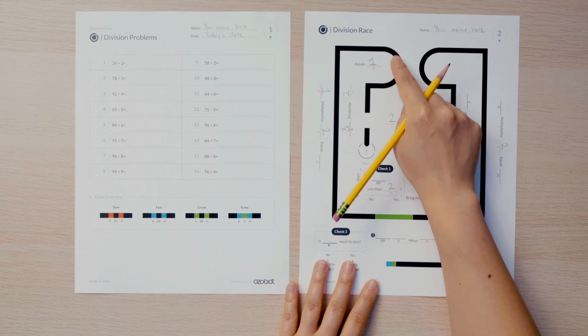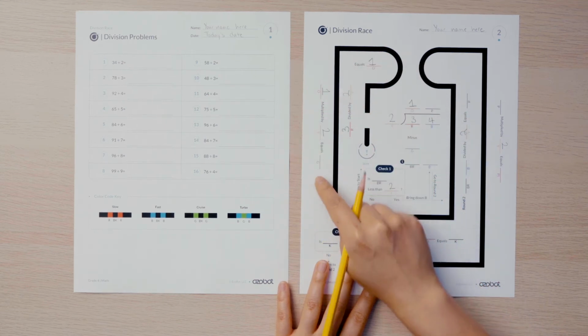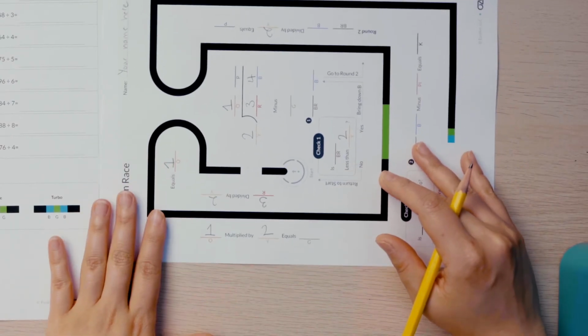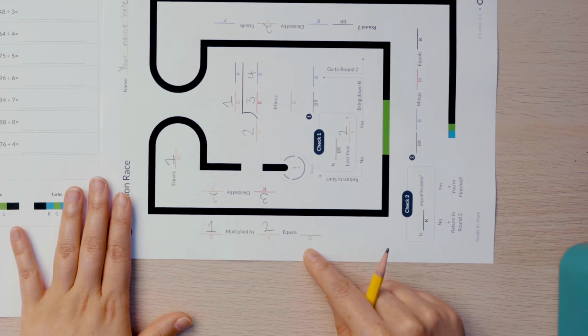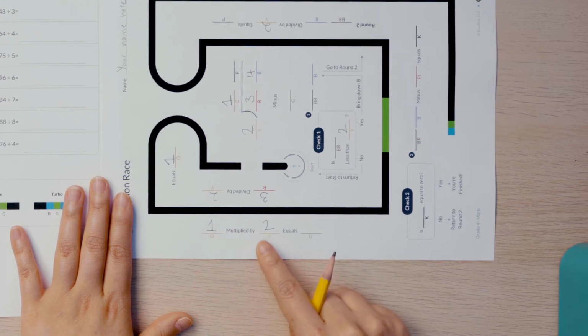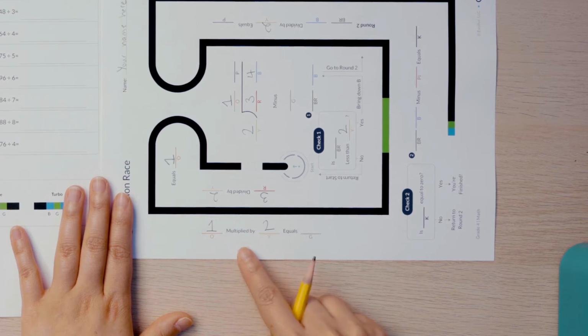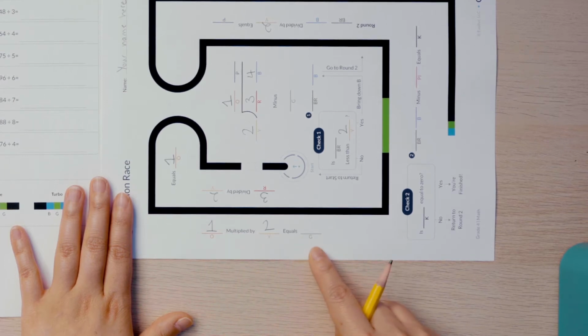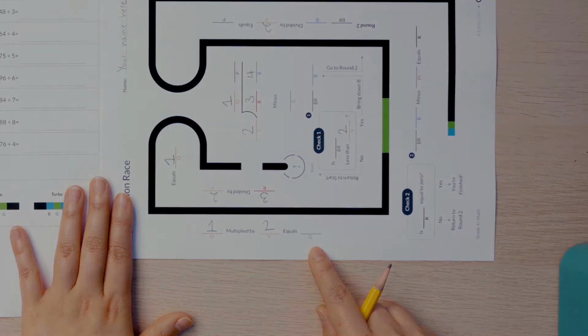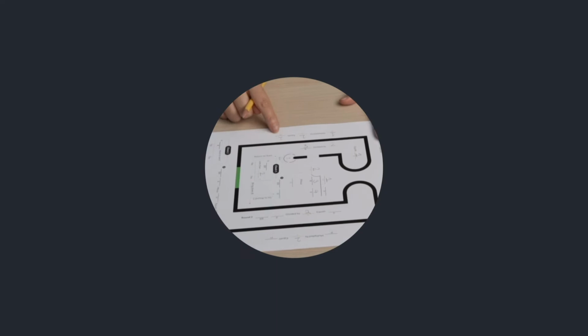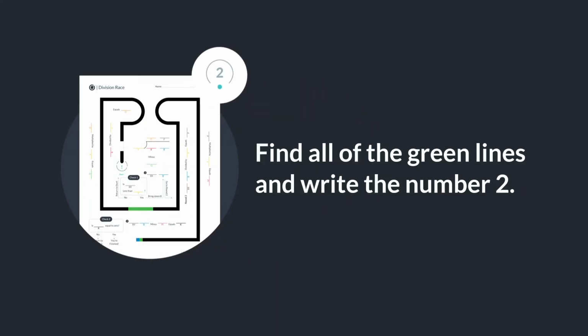Keep going on the Ozobot line and you've come to another sentence. Be sure you fill in the blanks with the numbers that correspond with the colors. So on the orange line should be a 1 and on the yellow line there should be a 2. This sentence reads 1 multiplied by 2 equals and then a green line. 1 times 2 equals 2. Find all of the green lines and write 2.